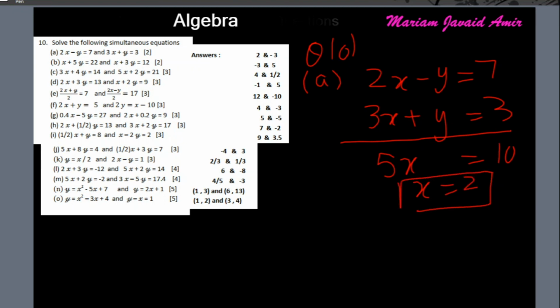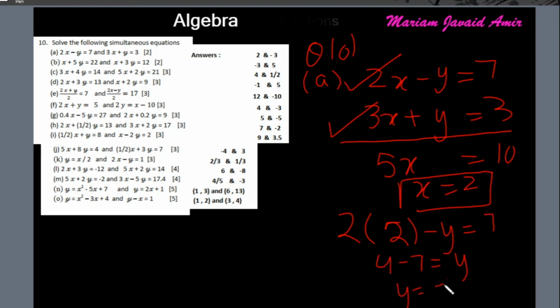To get the value of y, put the value of x in any of these equations. So I am using the first one. This will become 4 minus 7 equals y. So y equals minus 3. So this is the answer for part A. I'm doing this by the method called elimination. So I got x equals 2 and y equals minus 3.